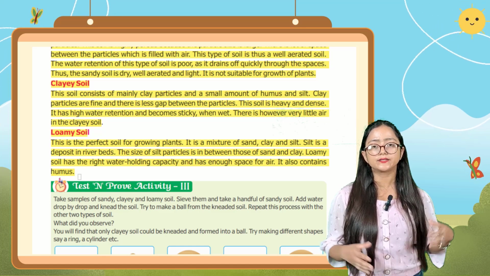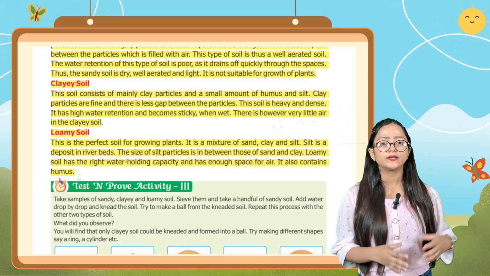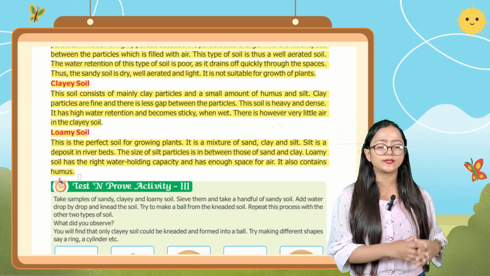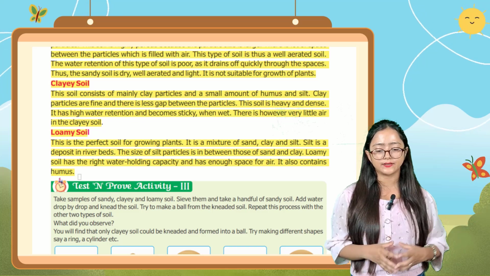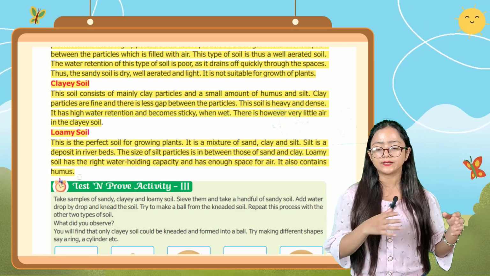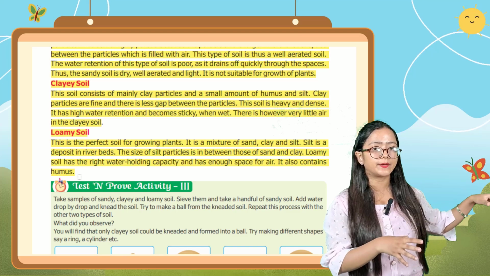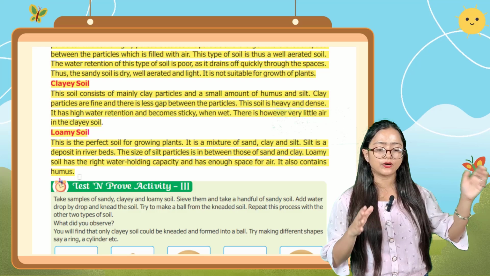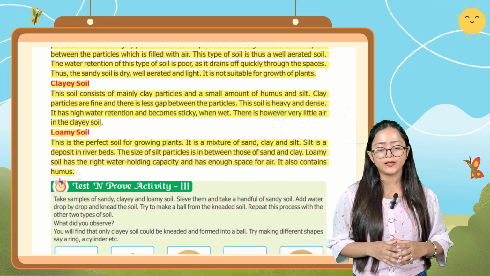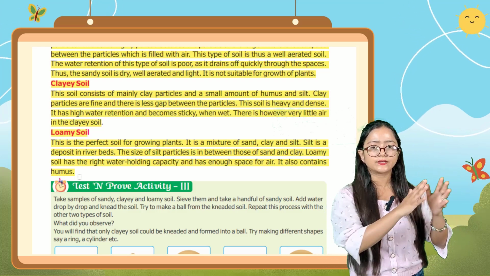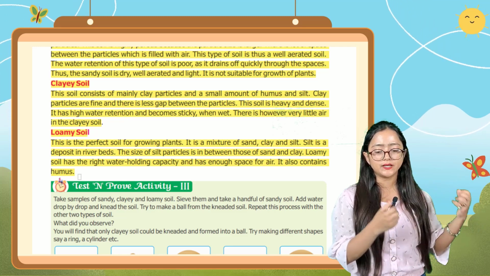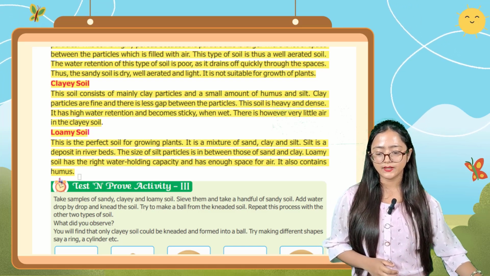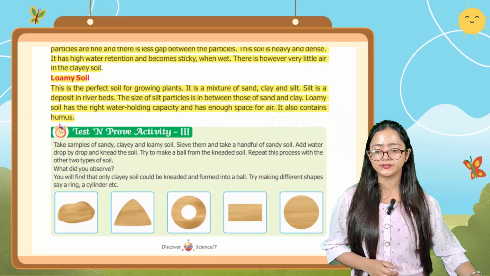It also contains humus. So basically, this loamy soil is good for the growth of plants, and it is a mixture of sand, clay, and silt. Okay, and what is silt? Silt is a deposit in the riverbed area, and the size of those silt particles is in between those of sand and clay. Loamy soil has the right water retention capacity, and also it has enough space for air. This loamy soil also contains humus.